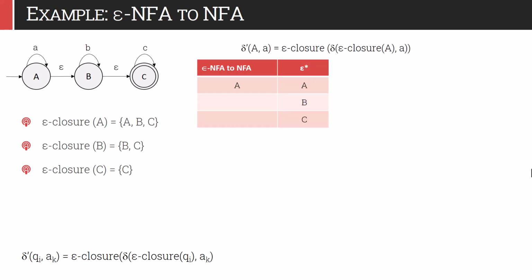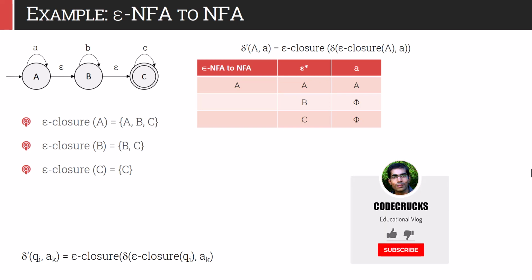So first we'll compute it for state A and input alphabet a, that is given by epsilon closure of delta of epsilon closure of A comma a. This is a nested function in fact. The innermost function is computing epsilon closure of A, which we have already shown in the table, that is A, B and C, three states. Then we have to apply delta transition function for input alphabet a. From state A, if we read small a, we remain on the same state, and there is no transition from state B and C for input alphabet a, so that will remain phi.